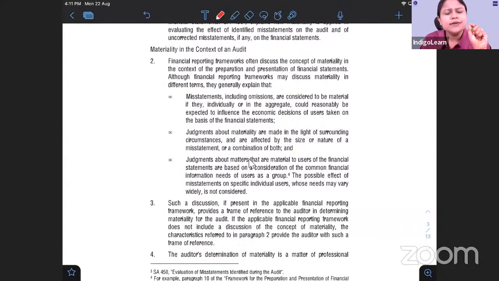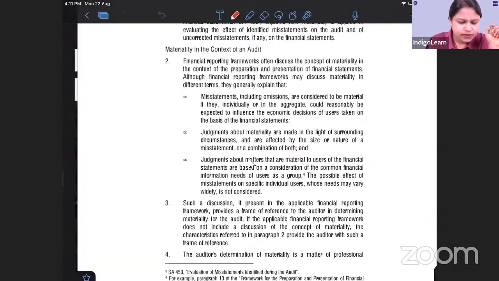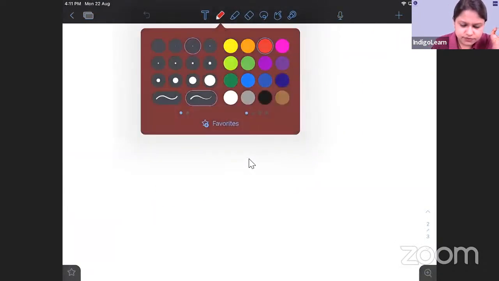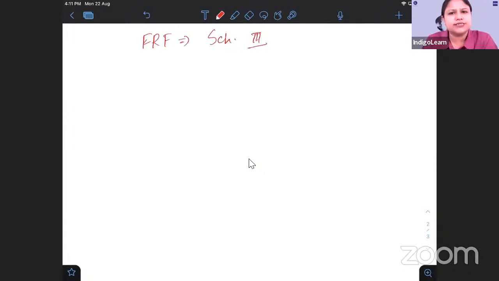Now, the basic idea given here is the financial reporting framework. Do you understand the meaning of financial reporting framework? Let us take the example of Schedule 3. The companies prepare the financial statements based on Schedule 3. So Schedule 3 is the financial reporting framework based on which we are going to prepare and present the financial statements. Basically, the concept of materiality is discussed in the financial reporting framework.